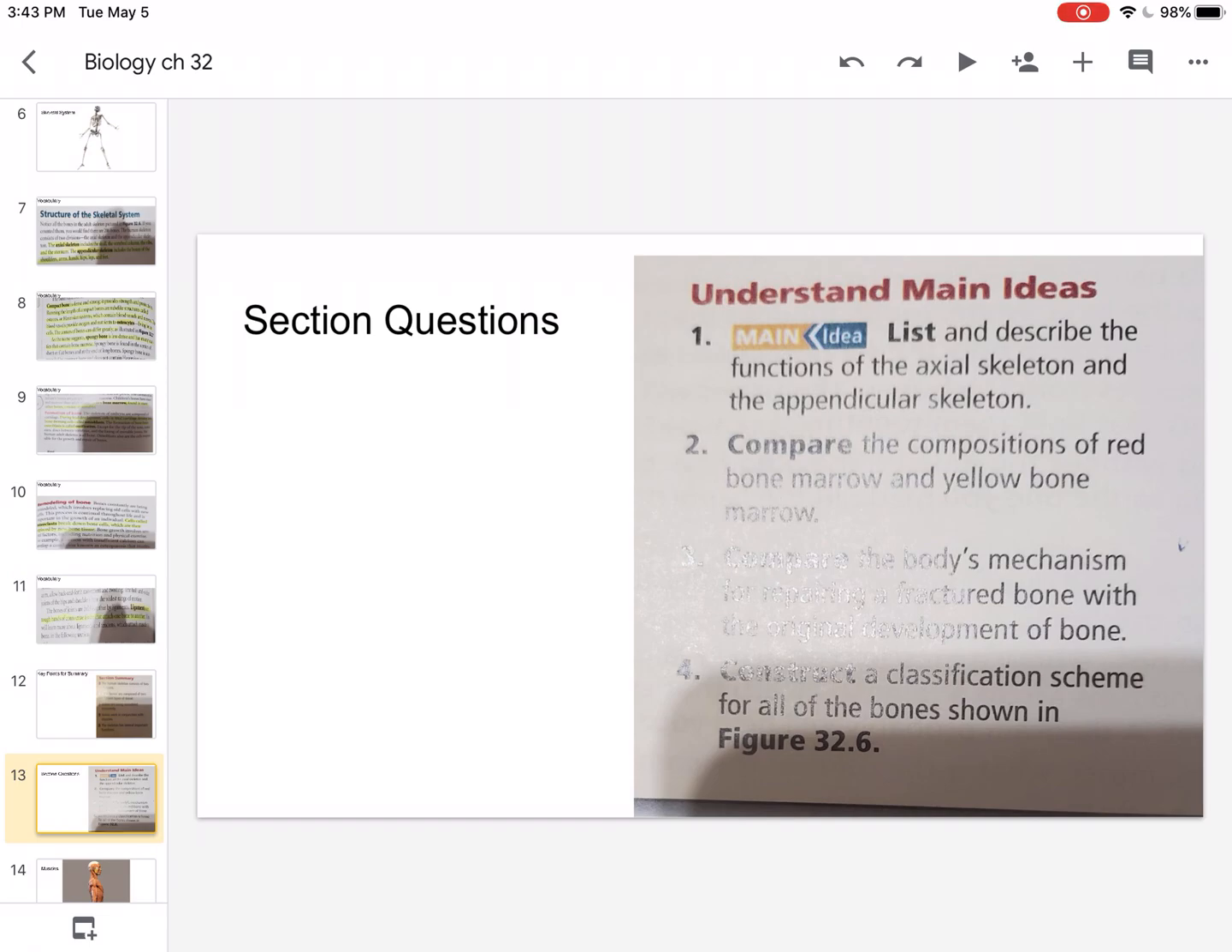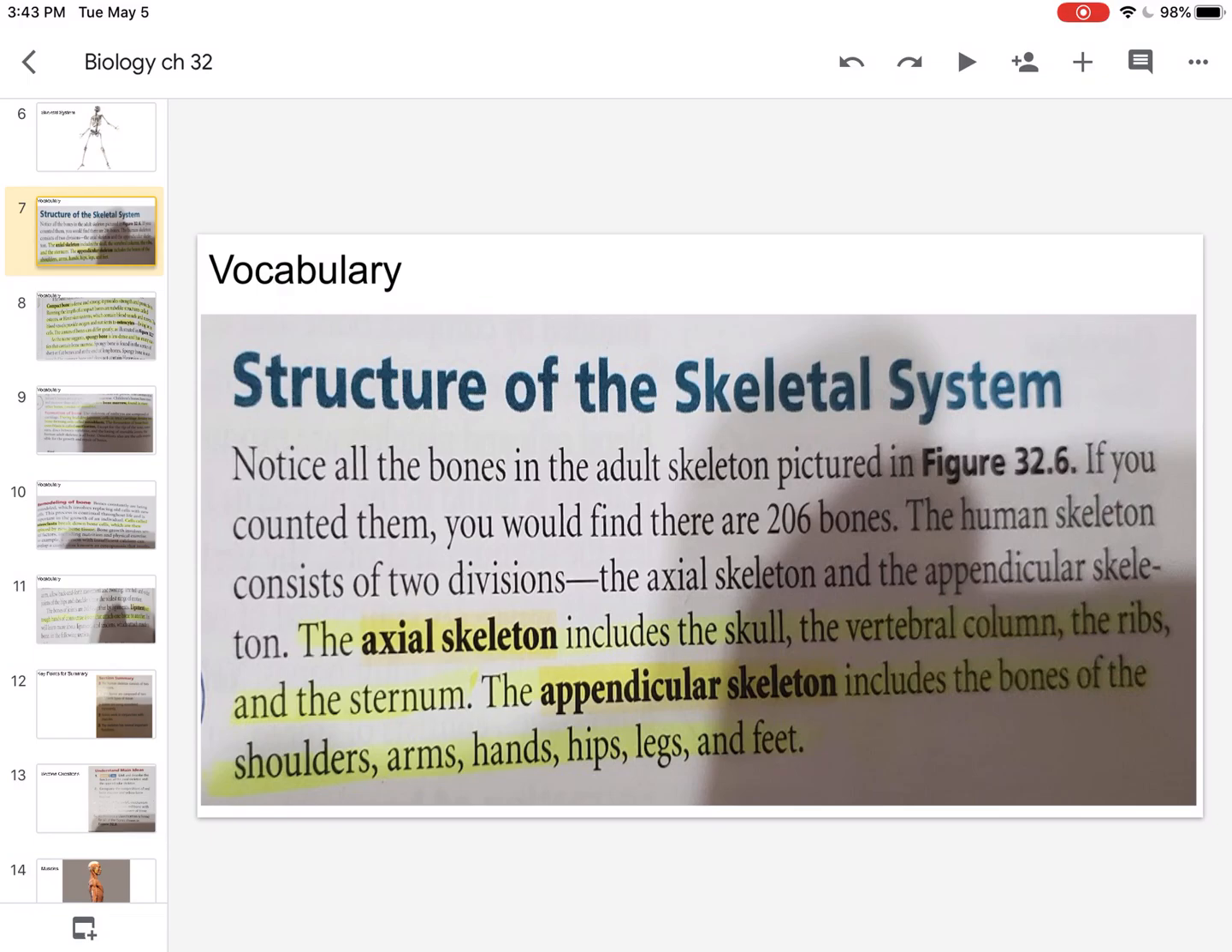So if you go to the first page in the section, page 941, under the structure of the skeletal system, it says the axial skeleton includes the skull, vertebral column, the ribs, and the sternum. The appendicular skeleton includes the bones of the shoulders, arms, hands, hips, and legs. And this was also right here. So that's part of your vocabulary.